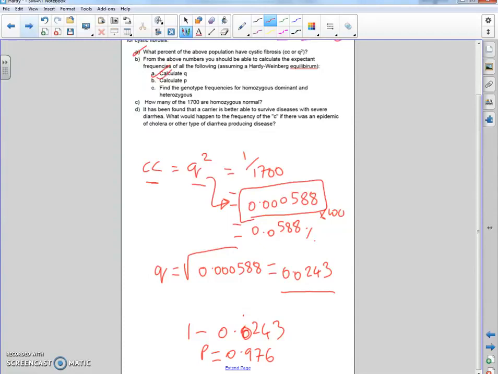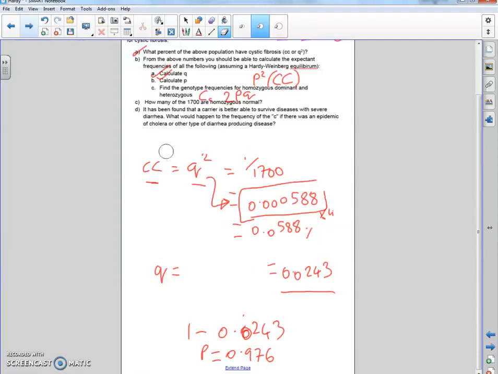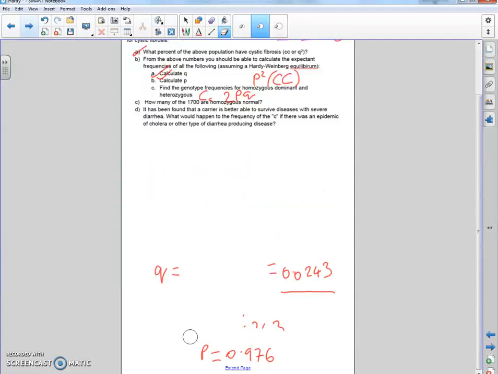We've got the frequency of the 2 alleles. For part C, it's saying find the genotype frequencies for homozygous dominant and heterozygous. Homozygous dominant, that's P squared, or in this example, big C, big C. And heterozygous, that's big C, little c, which is the 2pq. So we've got to find those. And the good news is that the maths of this is not hard at all. We've got P and we've got Q. Those are the only bits of information we need, so I'm going to get rid of everything else and keep those.